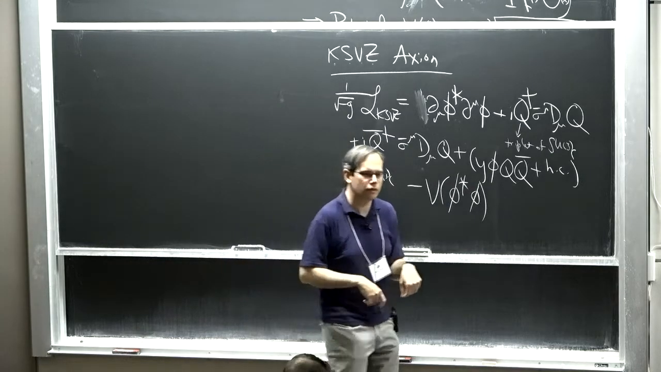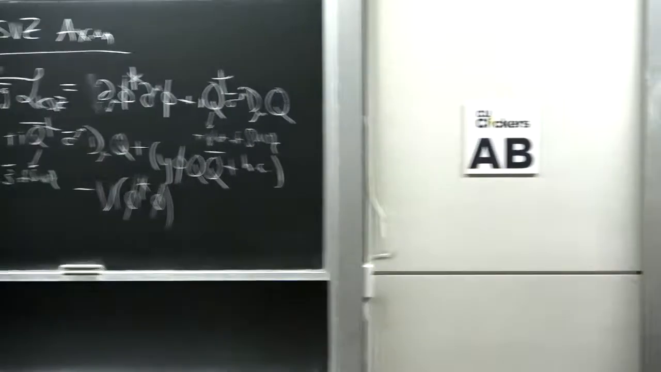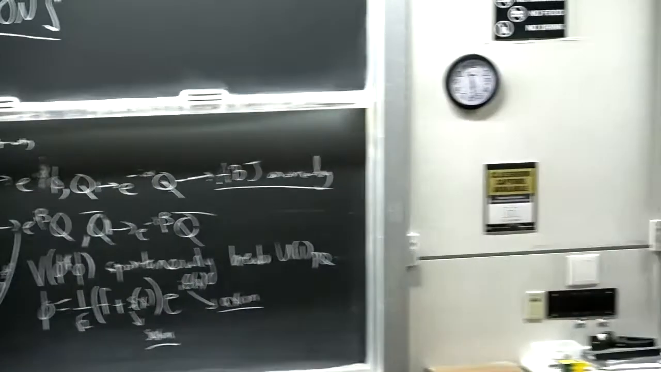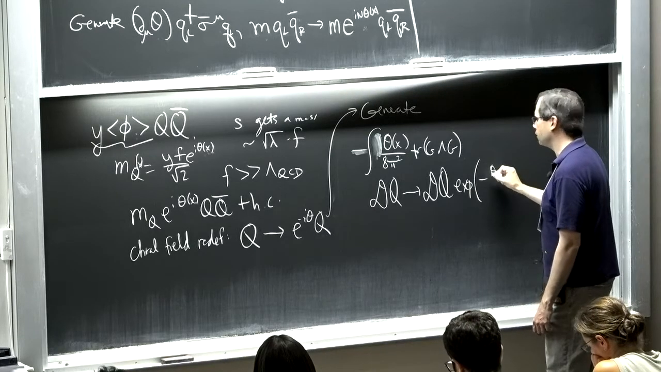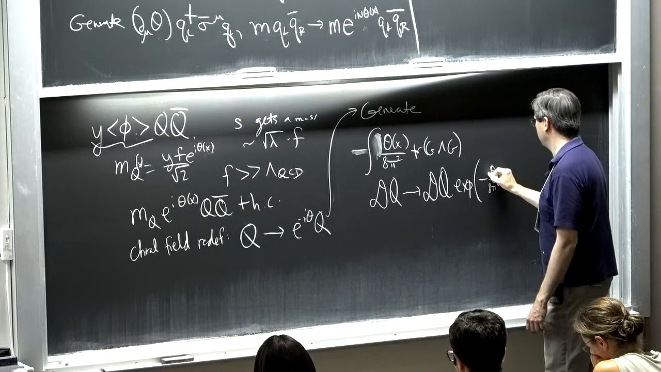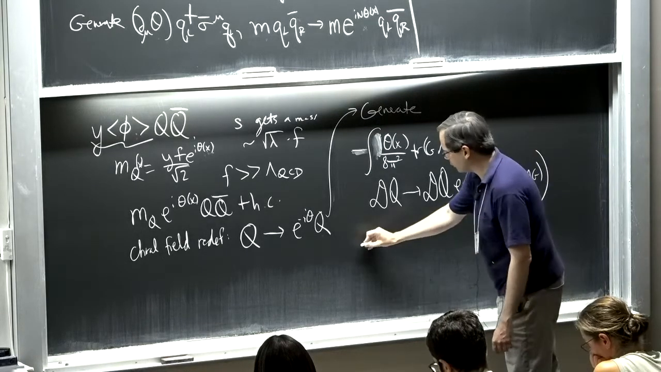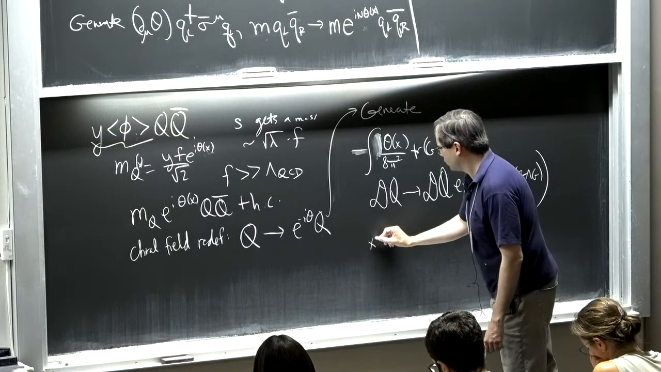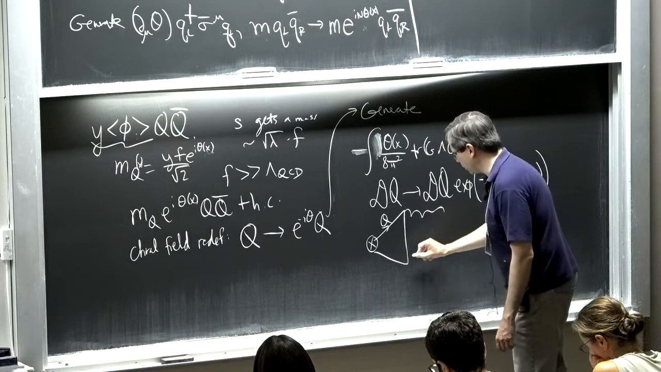Yeah? Could you repeat again why the field redefinition gives you the gluon coupling? That was the chiral anomaly from last time. So that came from either thinking about the path integral measure, which has to be carefully regulated and turned into something like this. Or it came from thinking about sort of having some current that created these quarks, and then they talk to the gluons.